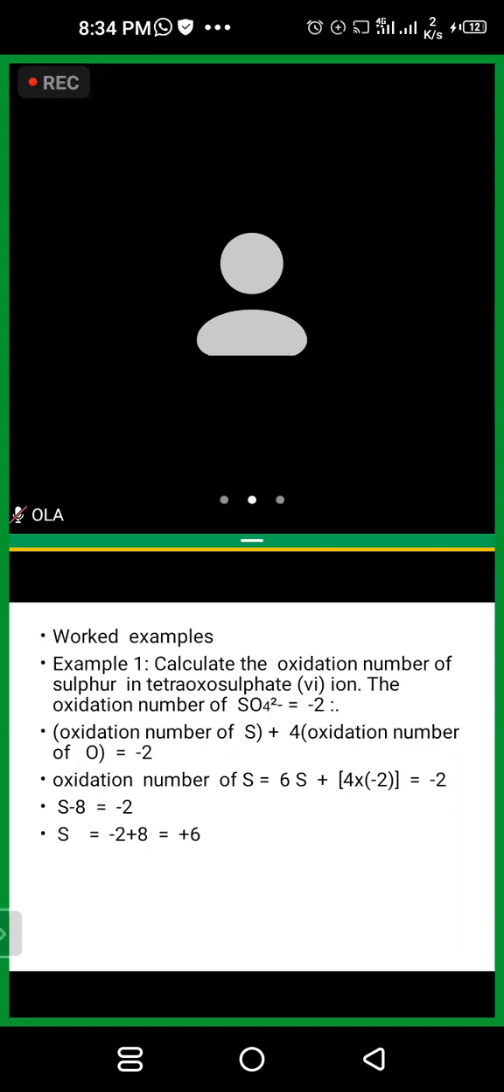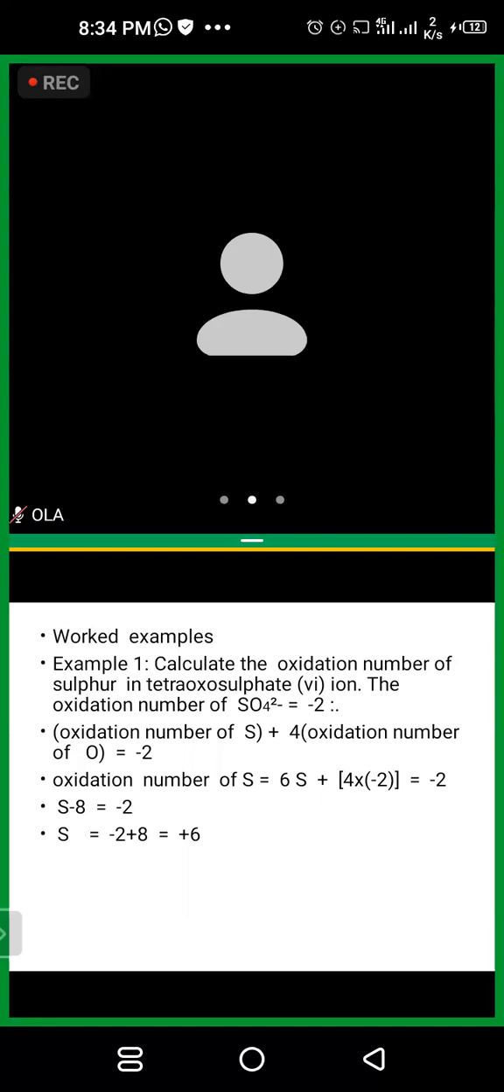So, first example here: say we should calculate the oxidation number of sulfur in the tetraoxosulfate(VI) ion. Tetraoxosulfate(VI) ion is SO4 2-. And they've given us, like we said earlier, because it is charged, the charge it is carrying on top there is -2. So the question here is, what is the oxidation number of sulfur? That's what they're telling us to look for.